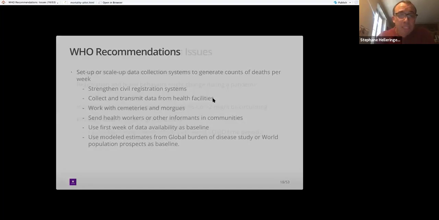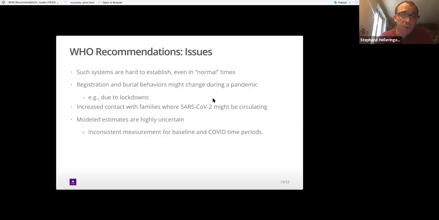Now, there are many issues with those recommendations. The first one is that such systems are hard to establish even in normal times. And we've been trying to increase death registration for years without much success. It's a little bit difficult to imagine that this will take off now in such troubled times. Same thing, registration and burial behaviors might also change during the course of a pandemic.